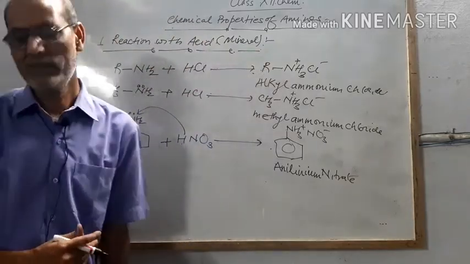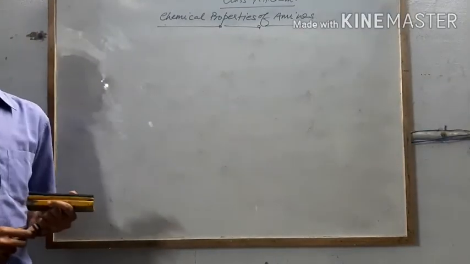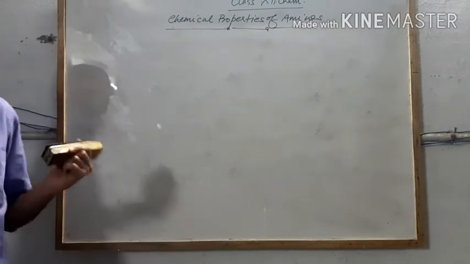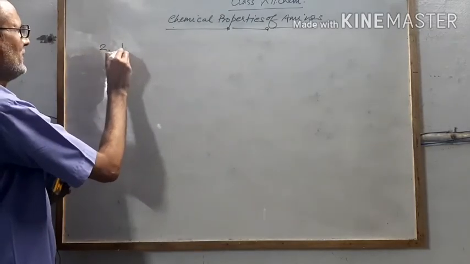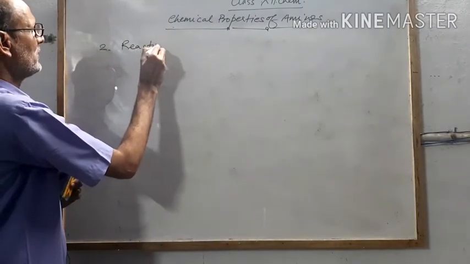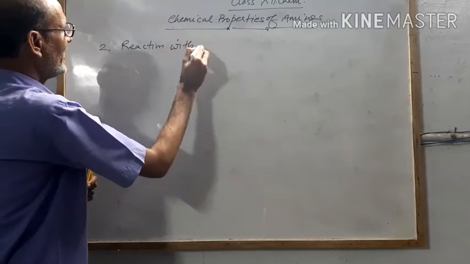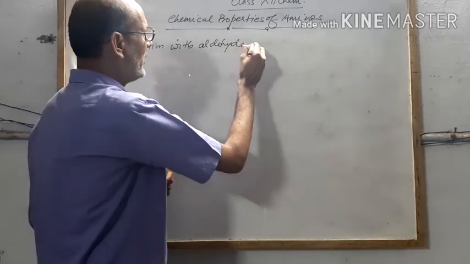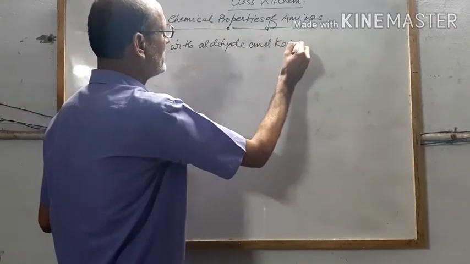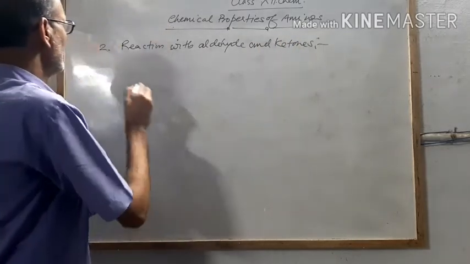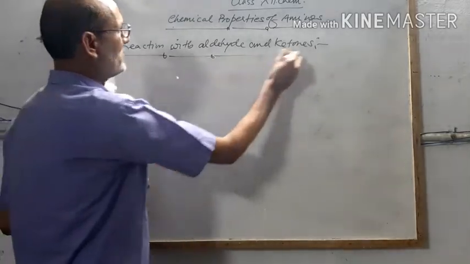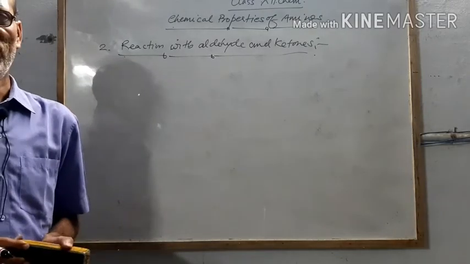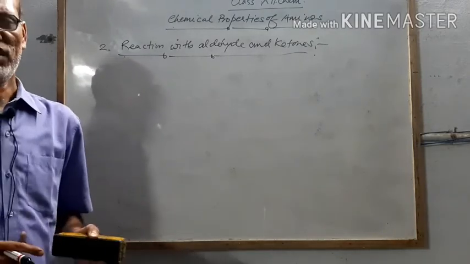Okay student, next chemical property, reaction with aldehydes and ketones. Amines react with aldehyde or ketone, they form Schiff base, or you can say Schiff reagent.